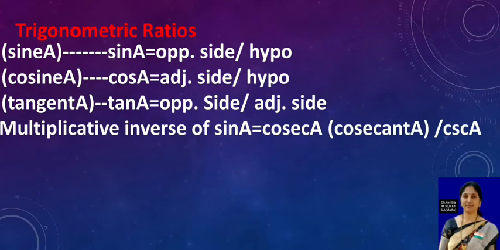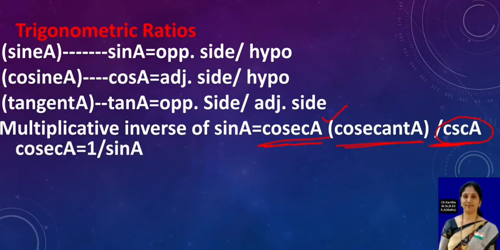So simply cosecant A we can write as cosec A. In some books they use CSC A also. So that is cosec A, cosecant A. Cosecant A is nothing but the multiplicative inverse of sine A. So we can write like this: cosecant A or cosec A is equal to 1 by sine A.